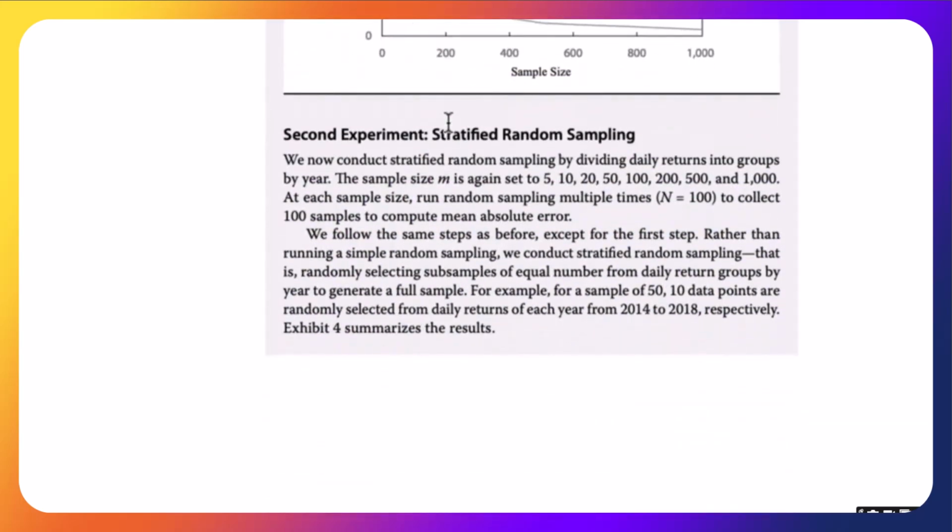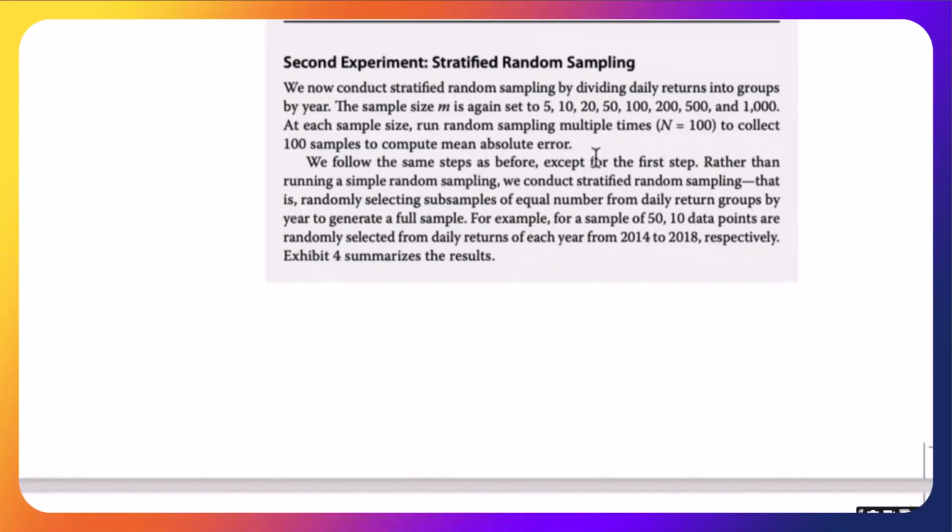Second experiment, stratified random sampling. So we did the same thing again, except now we did stratified. We now conduct stratified random sampling by dividing the daily returns into groups by year. The sample size M is again set to 5, 10, all the way to 1,000. At each sample size, we run random sampling multiple times to collect 100 samples. We follow the same steps as before, except for the first step.